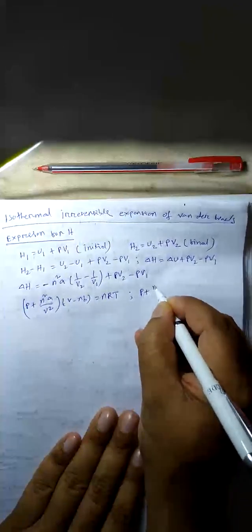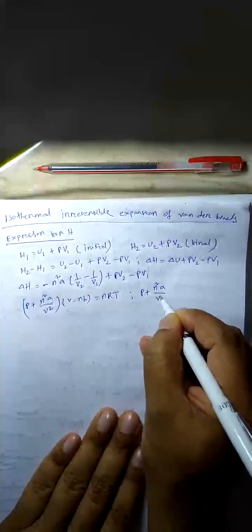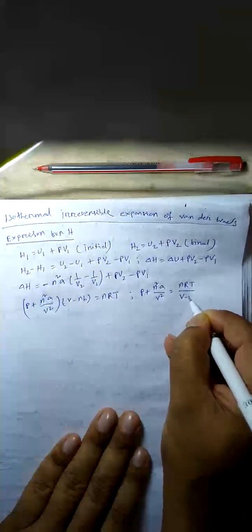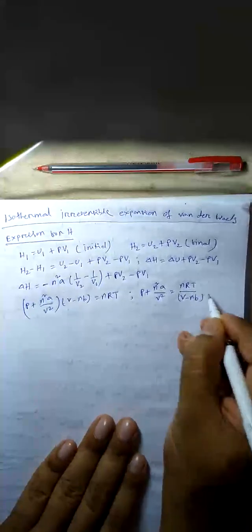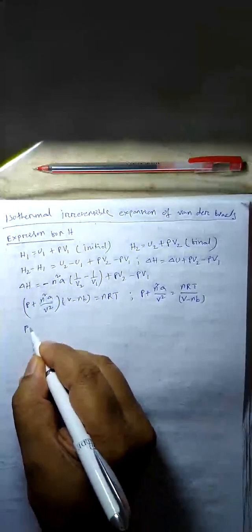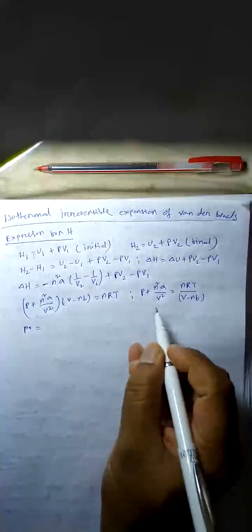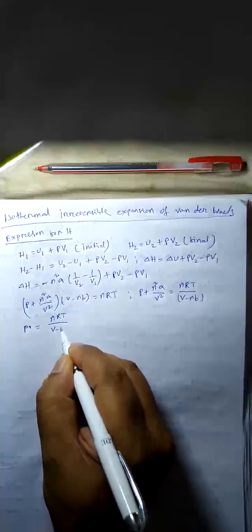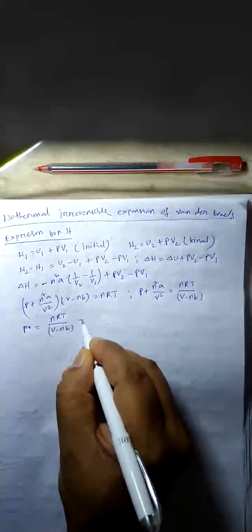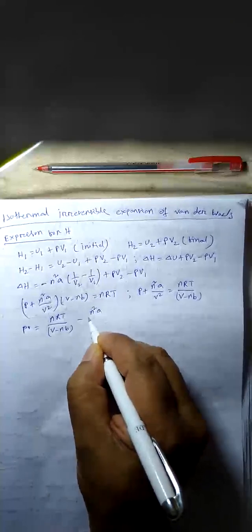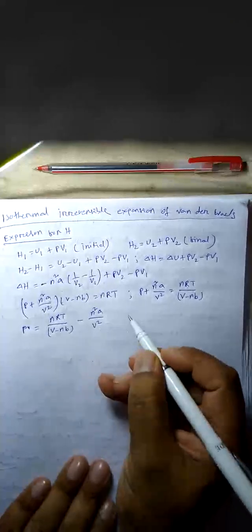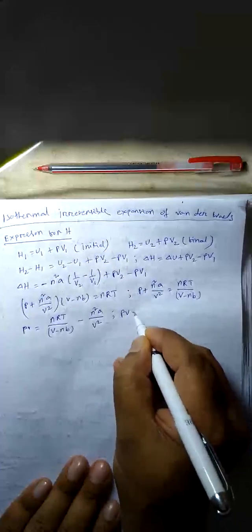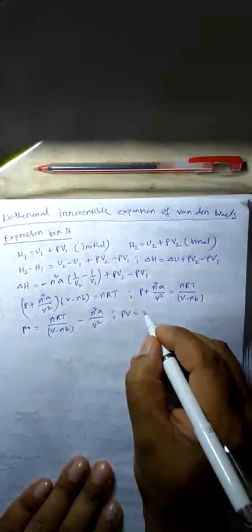Taking V minus nb to the bottom, we get P plus n squared a by V squared equals nRT divided by V minus nb. Taking this term to the other side, P equals nRT divided by V minus nb minus n squared a by V squared. We need PV, so multiply V on both sides, left and right.